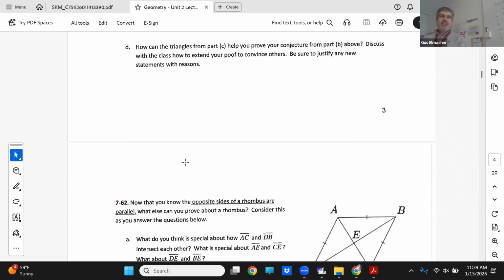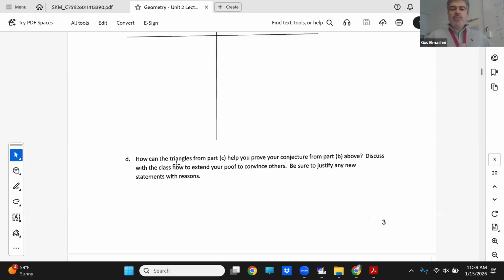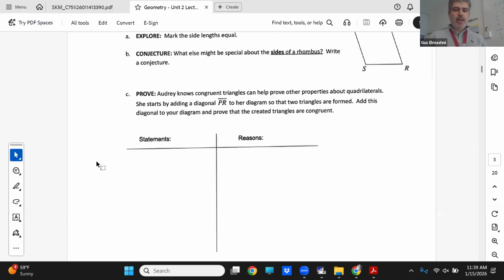Okay. Are we going all the way down to the back? We're doing up to page 5. It says discuss with the class how to extend your proof. Oh, proof. Okay. So actually, let's come back to this one more time. Let me not erase this. Here we go.